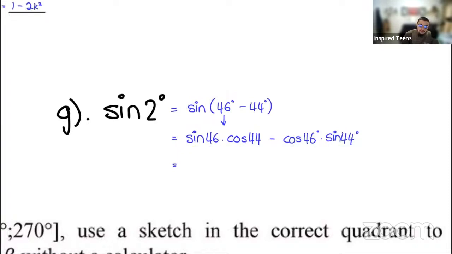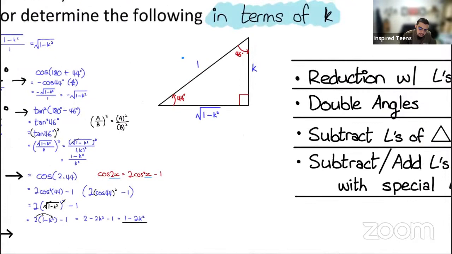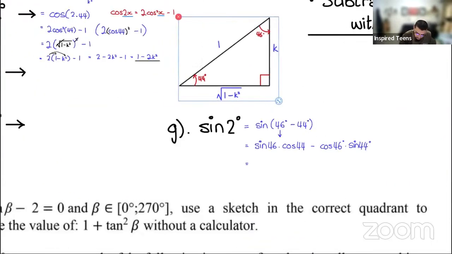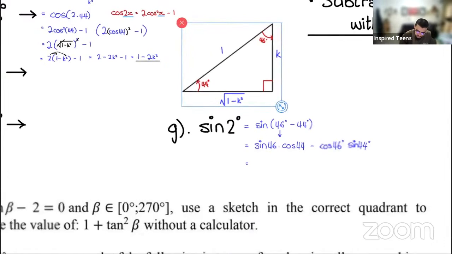Now, all of these individual values I can get from the triangle. Sine 46, cos 44, cos 46, sine 44. I can get all of this from the triangle. I'm just going to copy a triangle here so we don't have to keep going up. I can get all of these values from the triangle.